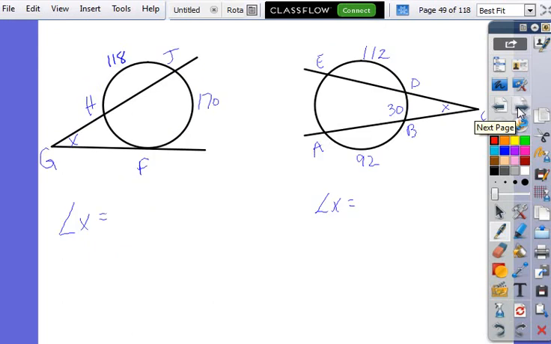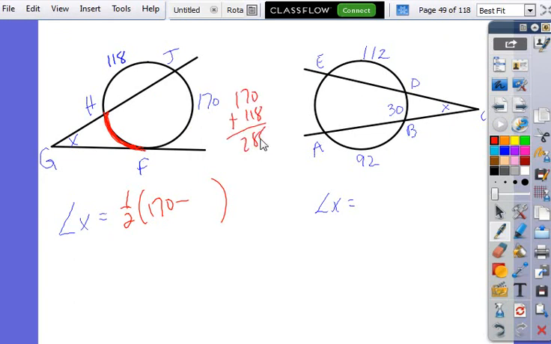These, half of the big one minus the little one. Well, the little one is right here. So how would I find it? This part right here, how would I find it? What is that 180? You have to add up all the circle. So that would be 288. And then 360 minus 288 leaves 72. That would go in there.